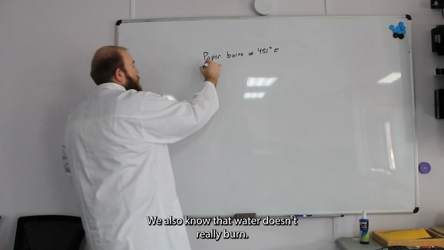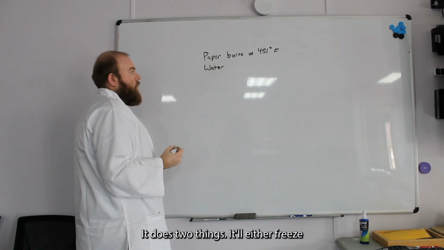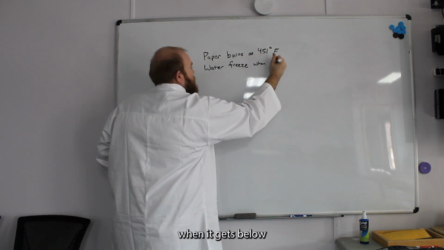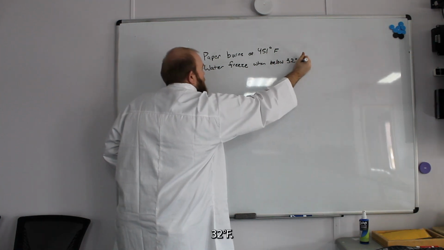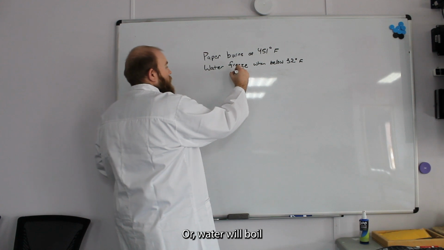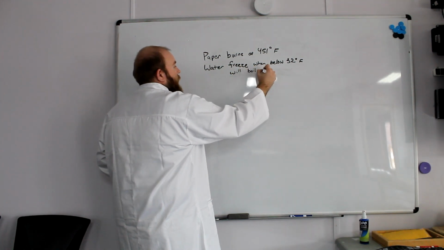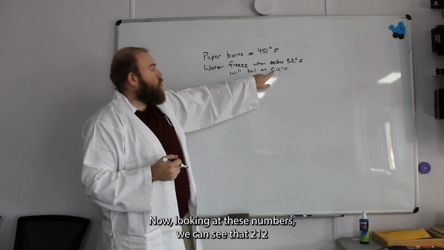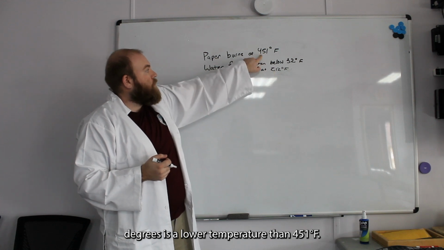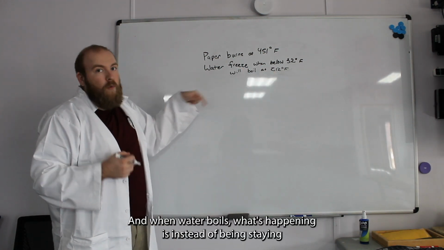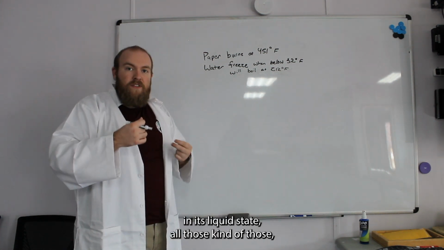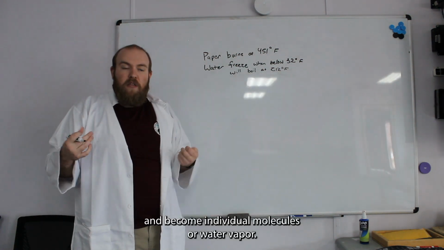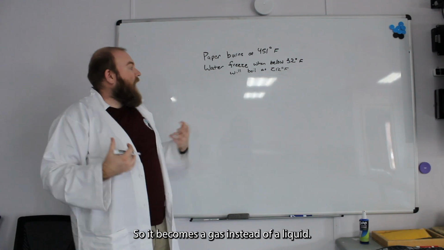We also know that water doesn't really burn. It does two things. It'll either freeze when it gets below 32 degrees Fahrenheit, or water will boil at 212 degrees Fahrenheit. Now, looking at these numbers, we can see that 212 degrees is a lower temperature than 451 degrees Fahrenheit. And when water boils, what's happening is instead of staying in its liquid state, all those molecules start to make their own space and expand and become individual molecules or water vapor. So it becomes a gas instead of a liquid.